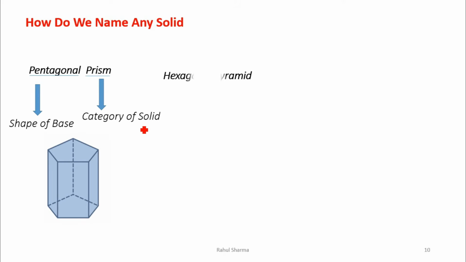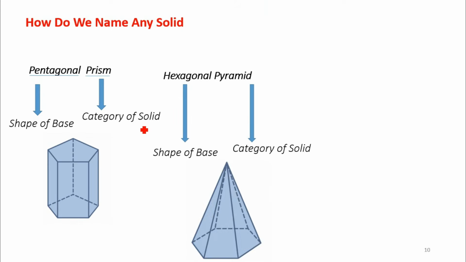We take one more example. Let's say a hexagonal pyramid. Hexagon, 6 sides for the base. Pyramid is the category of solid. Pyramid means it will have an apex. So you can see in this type, the shape of base is a hexagon and the category of solid is a pyramid. Pyramid means a solid which will have an apex. So this is known as hexagonal pyramid. In this way we name a solid.